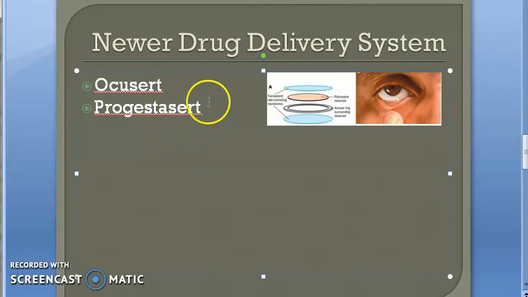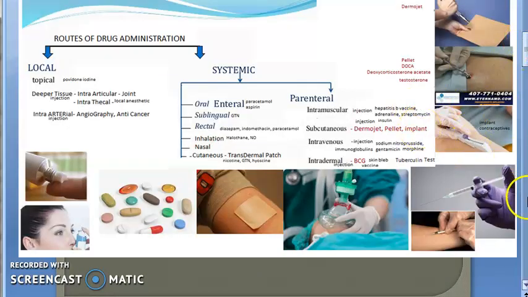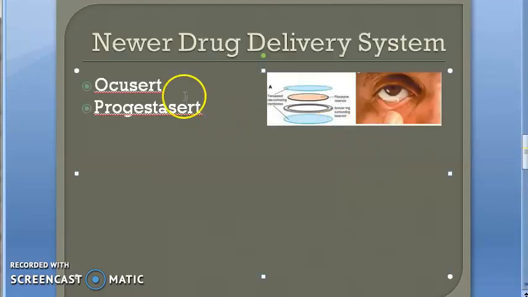So Progestasert. Actually, all this has not even been mentioned in those routes of drug administration, like IUDs and all. They are not mentioned only, right? Correct. No wonder. You should write all this in the exam. If they ask you routes of drug administration, you should write this also. IUDs and all that.